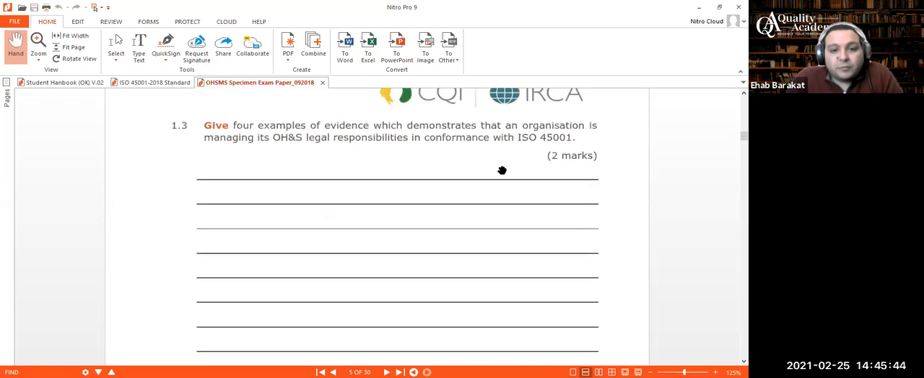Another example. Give 4 examples of evidence which demonstrate that an organization is managing OHS legal responsibilities, in accordance with ISO 45001. When it is mentioned in accordance with the ISO standard, I will go to the ISO 45001 standard because they mentioned that in the question, and try to search for the clauses which are related to legal.